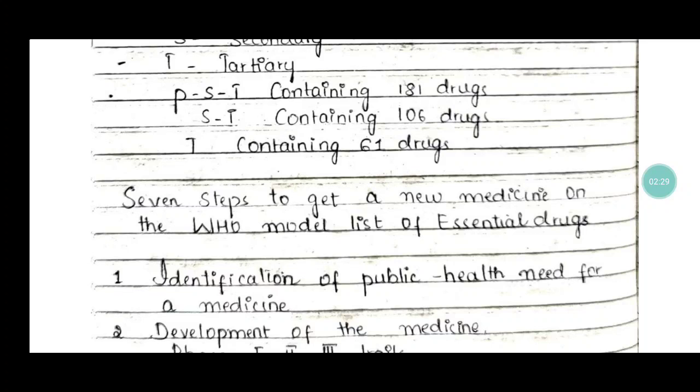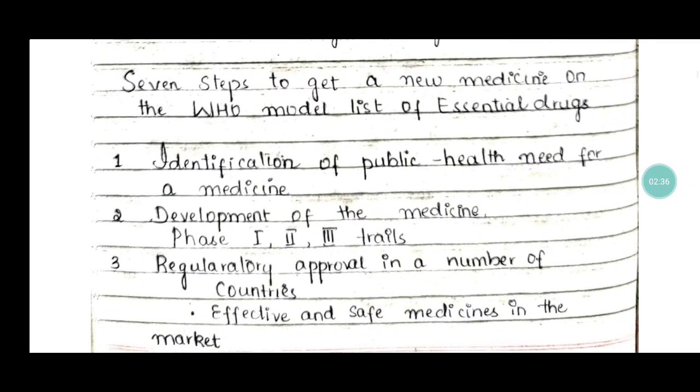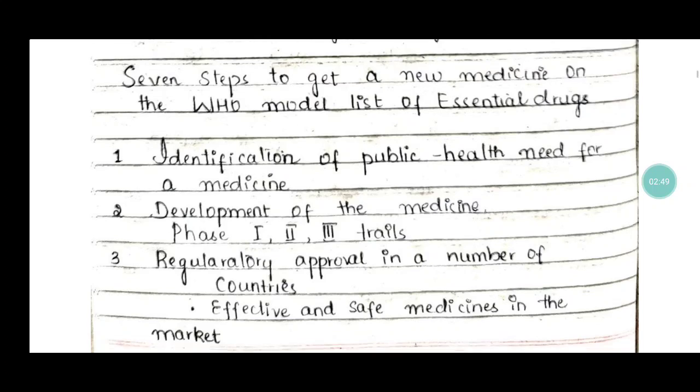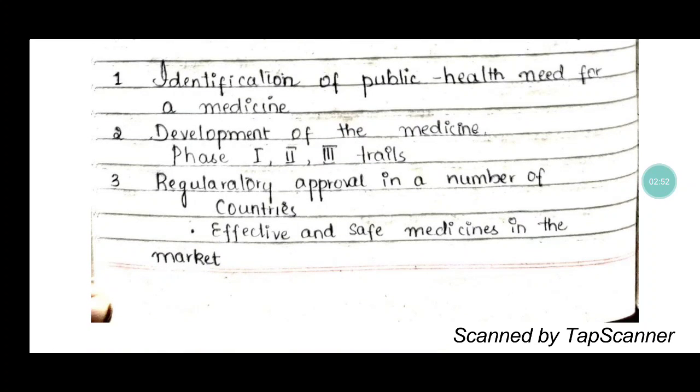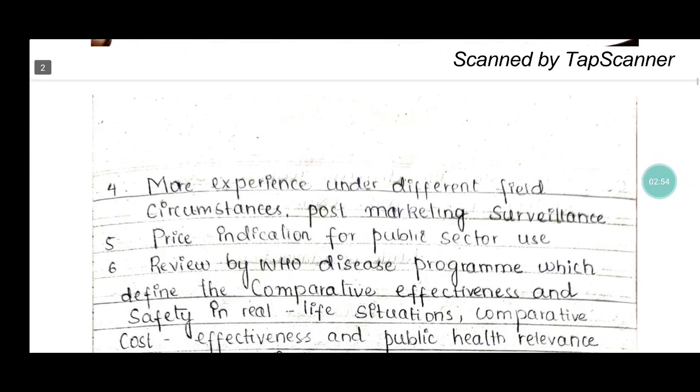So there are 7 steps to get a new medicine on the WHO model list of essential drugs. Number 1, identification of the public health need for the medicine. Number 2, the development of the medicine, which includes phase 1, phase 2 and phase 3 clinical trials. Number 3, regulatory approval in a number of countries for effective and safe medicines in the market. Number 4, more experience under different field circumstances, post marketing surveillance.